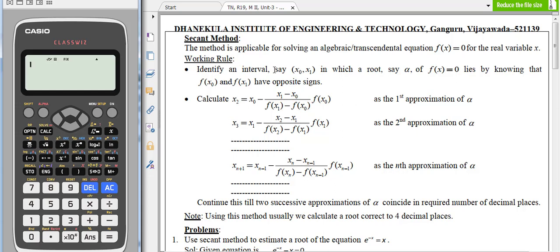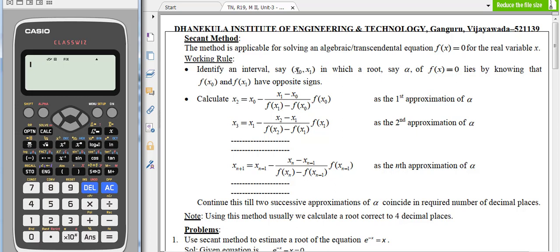In the first step we identify an interval x0, x1 in which a root of the equation f of x equal to 0 lies, by knowing that f of x0 and f of x1 have opposite signs. With the help of the intermediate value theorem we can always say that whenever f of x0 and f of x1 have opposite signs, a root of the equation f of x equal to 0 lies in the interval x0, x1. Let that root be alpha.